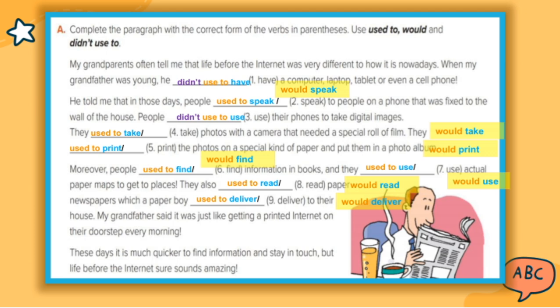acquired later on. Throughout this slide, the key idea is understanding the difference between habits and routines in the past versus now, and how language reflects those changes. It all connects to how communication, information sharing, and daily activities have evolved over time.